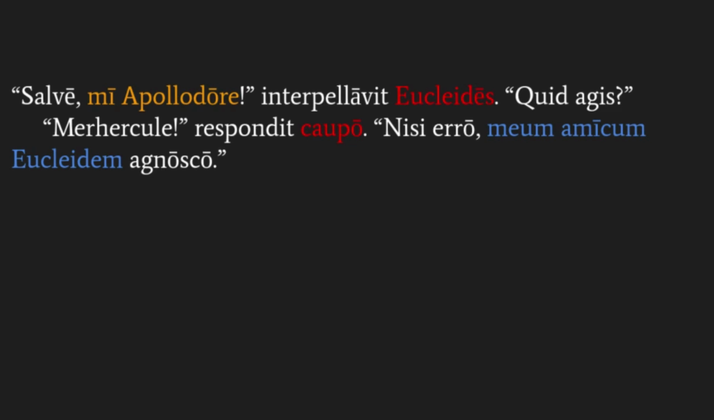"Me Hercule," responded caupo, "nisi erro, meum amicum Euclidem agnosco." So the caupo, the innkeeper, responds, and he says, me Hercule, right? By Hercules, right? It's this phrase of like, wow, oh my goodness, is kind of the idea. Nisi erro, he says, unless, nisi erro, I am mistaken. Agnosco, I recognize meum amicum Euclidem, my friend Euclides. So he's saying, wow, unless I'm mistaken, I recognize, I see my friend Euclides. So he's shocked to see Euclides here, right? He's not expecting it. So this is the connection between the two of them.